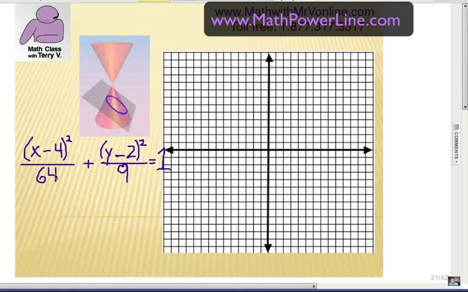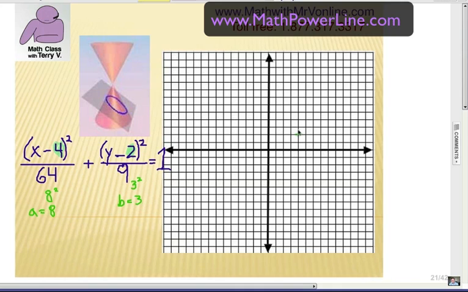Here it is, x minus 4 quantity squared over 64 plus y minus 2 quantity squared over 9 equals 1. All right, let's locate the center, which would be at 4, 2. So positive 4, positive 2, over 4 and up 2. So we're going to locate the center right there. All right, hopefully you can see that. Since 64 is really 8 squared, then the a distance must be 8. And 9 is 3 squared, so b must be 3.